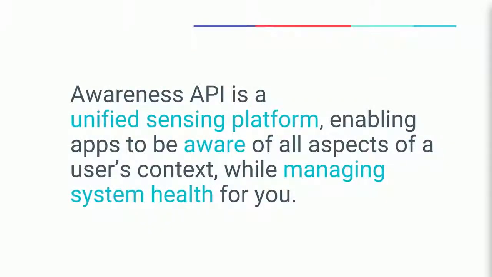All right, so the Awareness API is a unified sensing platform enabling apps to be aware of all aspects of a user's context while managing the system health for you. We've designed this so that you can engage your users in very targeted, very specific contextual conditions. Now, it'll be available shortly after I/O as a Google Play Services API. For now, let me give you a preview of what we have to offer.